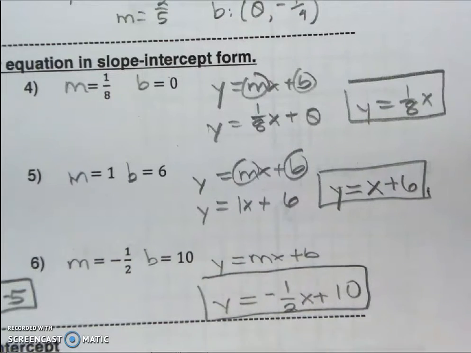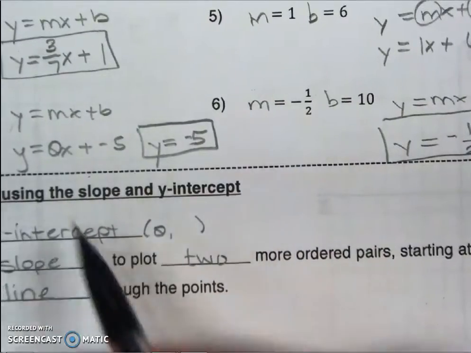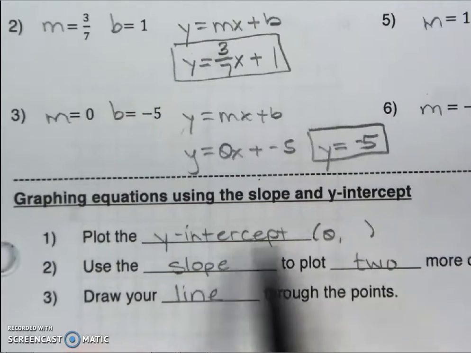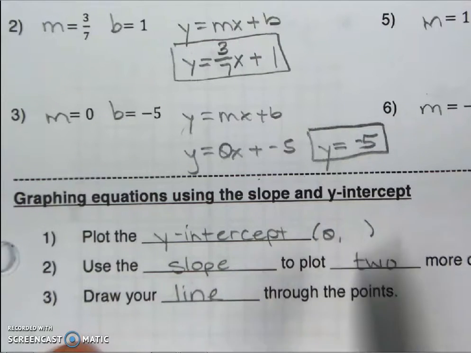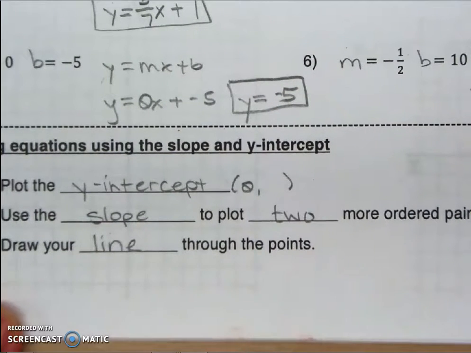Slope-intercept form is nice. We always have the slope in front of the x and the y-intercept off by itself, no letter attached to it, no variable to be multiplied by. It's always the constant. All right, so in graphing equations using slope-intercept form, we're going to start at the y-intercept. Remember, that's 0, something. Then we will use the slope to plot 2 more ordered pairs. And then we will draw our line to connect the dots.